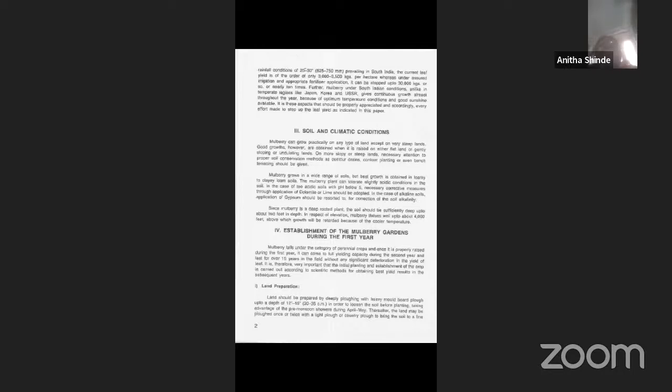Since mulberry is a deep-rooted plant, the soil should be sufficiently deep, about 2 feet in depth. In respect of elevation, mulberry thrives well up to 4,000 feet, above which the growth will be retarded because of the cooler temperature. So this is how the soil and the climatic conditions should be taken care of.